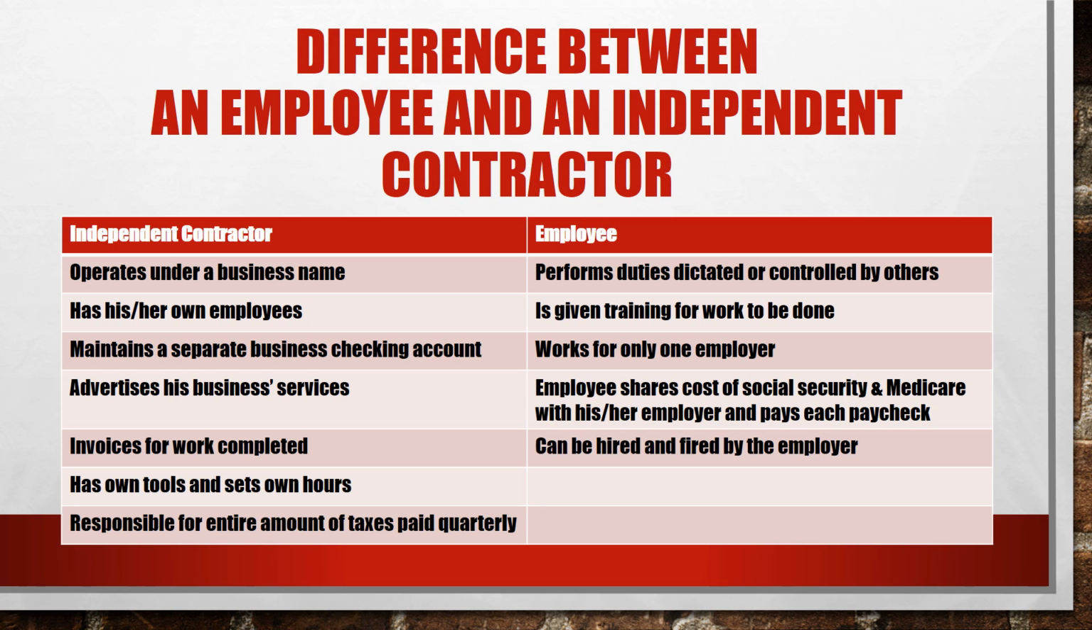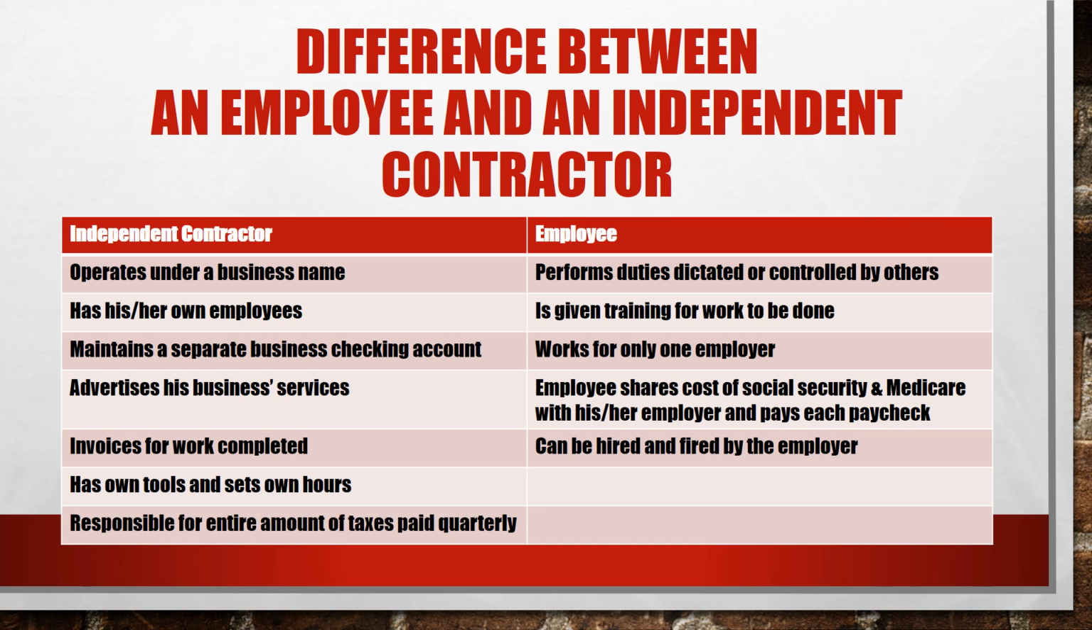In comparison, an employee performs duties as dictated or controlled by others. The employee is given training by the employer for the work to be done. The employee works for only one employer. The employee shares the cost of Social Security and Medicare with his or her employer and pays for those costs with the automatic withdrawal from his paycheck. The employee can be hired and fired by the employer.